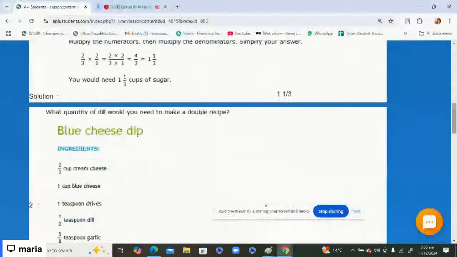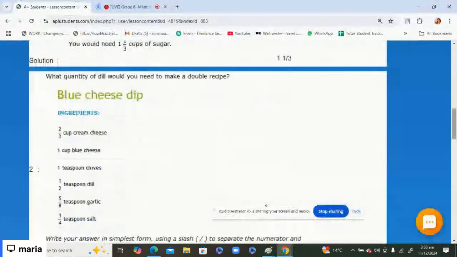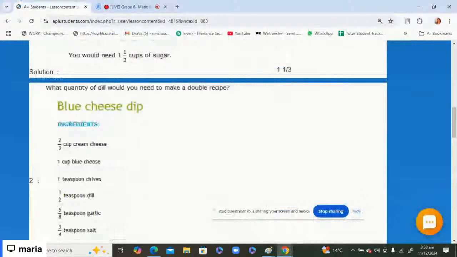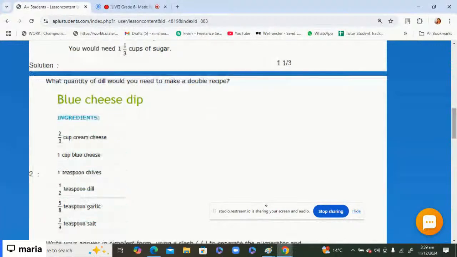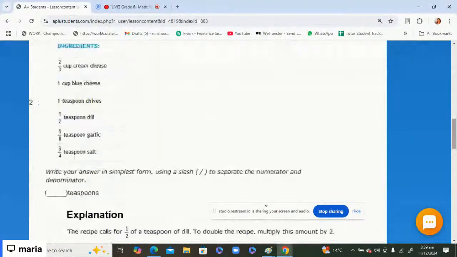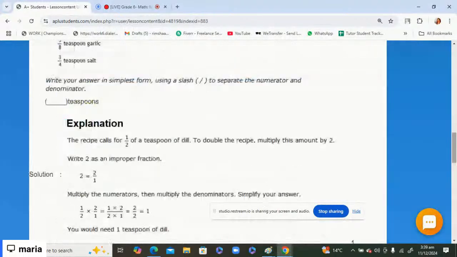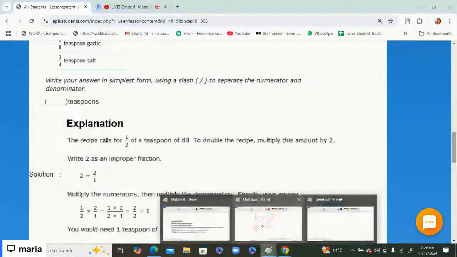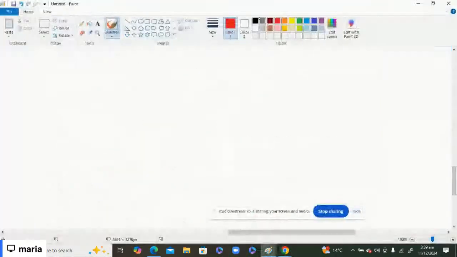Okay, so look at here, what quantity of dill would you need to make a double recipe? Check it out, where is the dill? The teaspoon of dill is given, that is 1 by 2, and double that recipe, 1 by 2 times 2. Let's see. So it's 1/2 times 2, it means that the 2 underneath cancels with the 2, leaving 1.